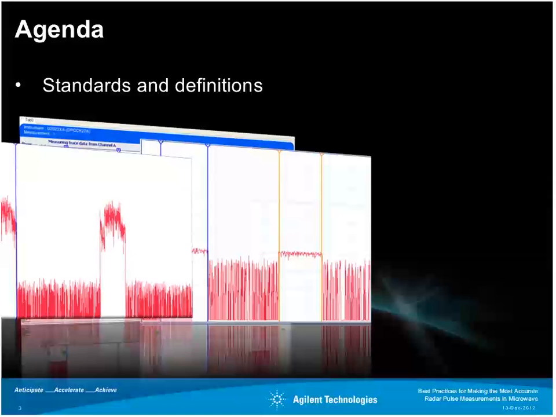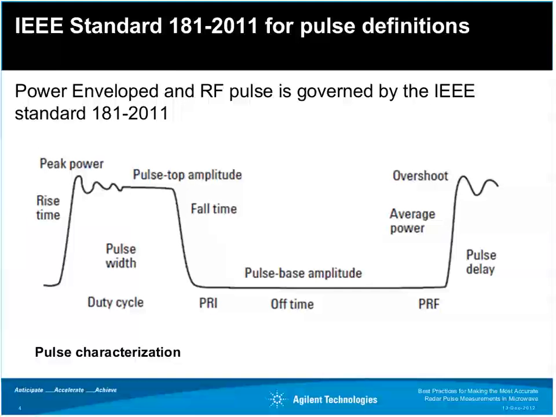Now, let's get started on the standards and definitions. Power envelope and RF pulse is governed by the IEEE Standard 181-2011. This standard defines the definitions and algorithm for pulse power and pulse parameter measurements. There are approximately 100 terms in this standard. Some of the most commonly known terms are transition duration, pulse duration, peak power, pulse amplitude, and duty factor.